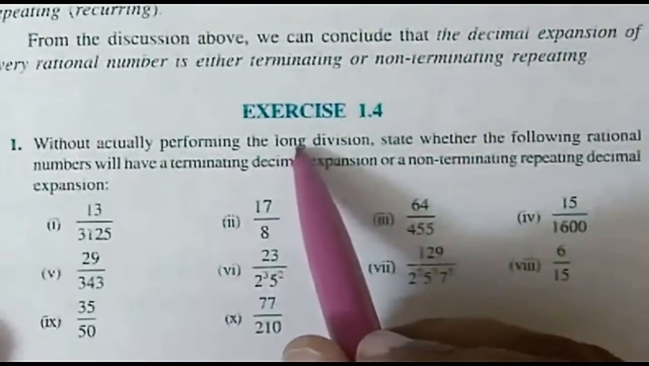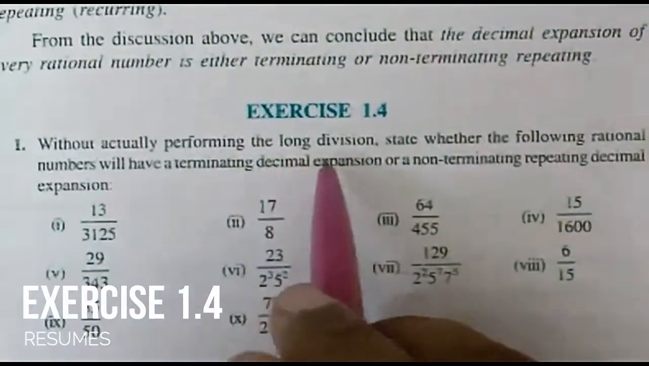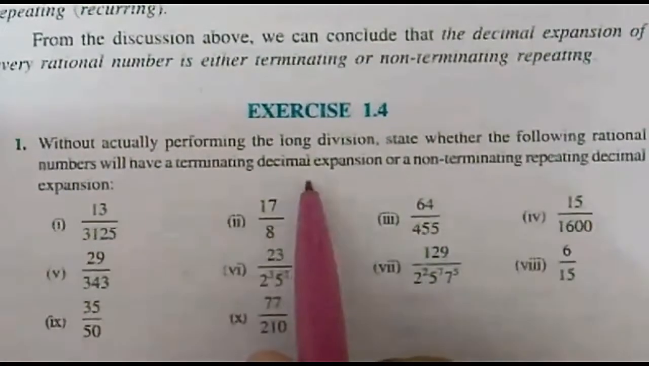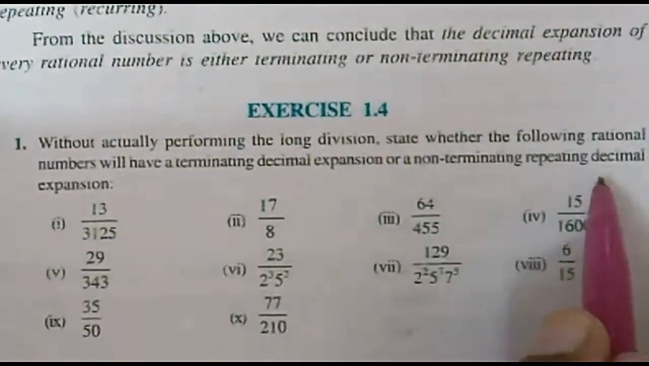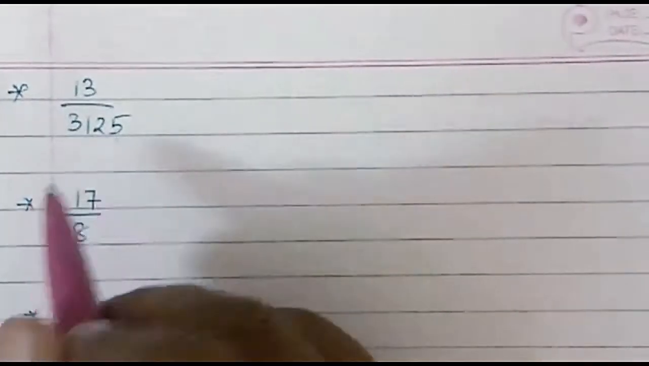Come to exercise 1.4. Without actually performing any long division, state whether the following numbers will have a terminating decimal or a non-terminating recurring decimal. Now let us see a few examples. Here I have written 13 upon 3125. I have to concentrate only on the denominator.